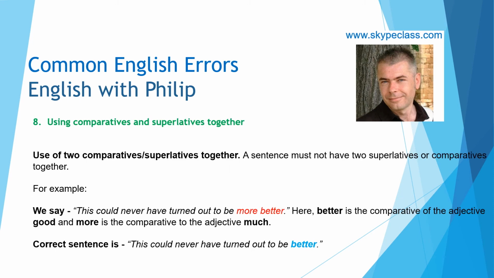Okay, the eighth error is using comparatives and superlatives together. A sentence must not have two superlatives or comparatives together. For example, we say, this could never have turned out to be more better. Here, better is the comparative of the adjective good, and more is the comparative of the adjective much. The correct sentence, therefore, is, this could never have turned out to be better.